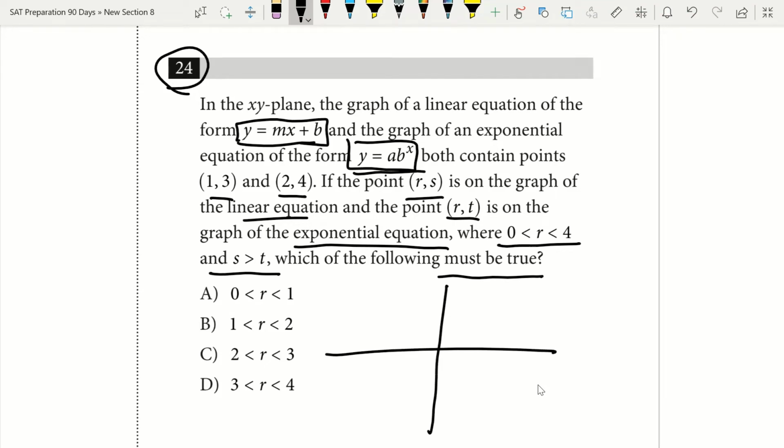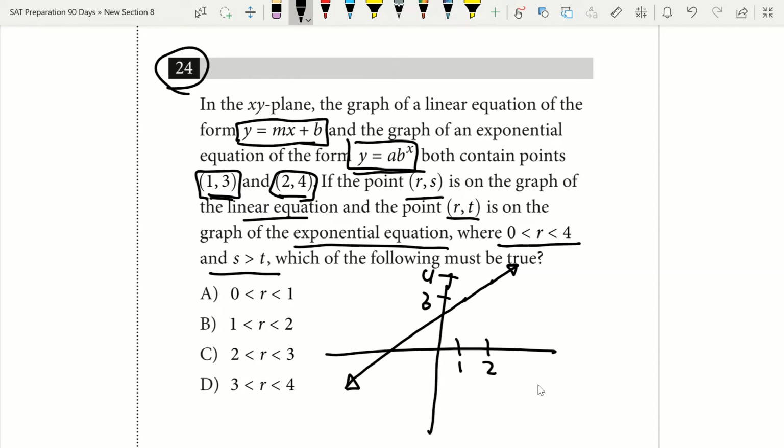Let's make a quick chart of what we've got here. We know they both contain points (1, 3) and (2, 4), so let's plot those points. We'll put 1 here, 2 here, say 3 is here, and 4 is up here. So we have the point (1, 3) and the point (2, 4). Well, what do we know about this linear equation? We know it's linear, so it's going to be a line. Let's draw that, so it's going to look something like that.